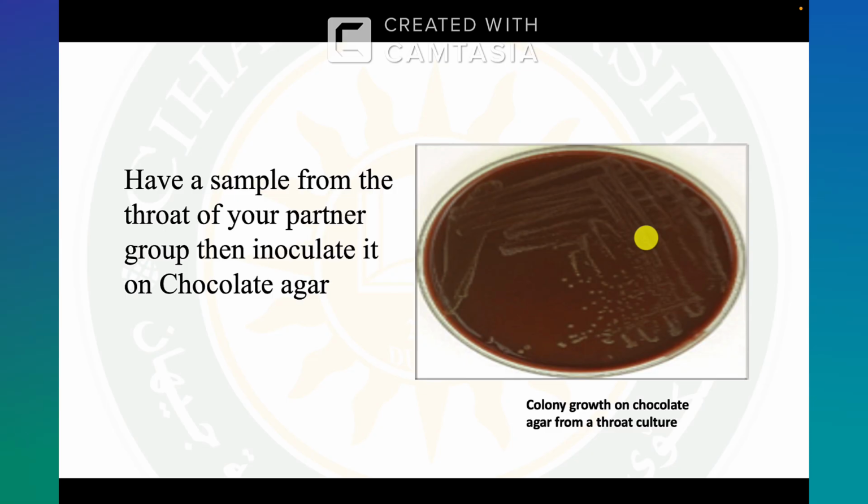This is another example: Streptococci on the chocolate agar. Chocolate agar is like blood agar. If you have time, you will do it in another lab.